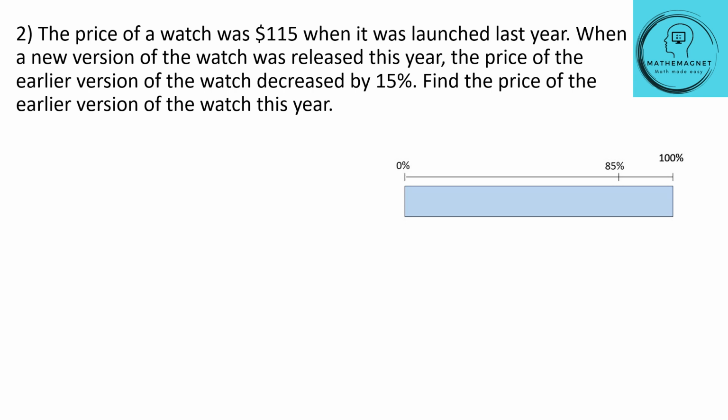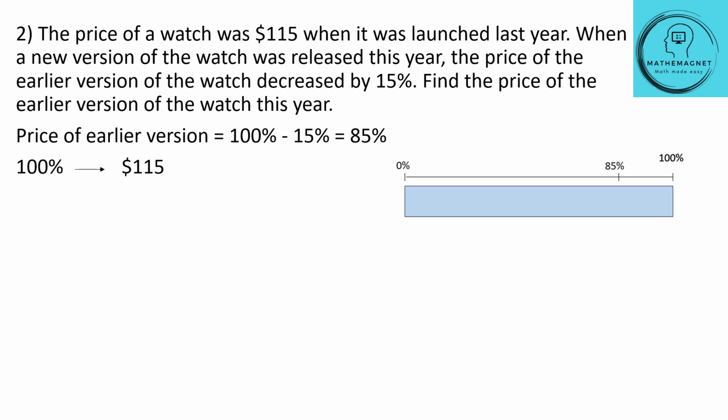Now this is the usual price of the watch last year, that is 100%. After a 15% decrease, from 100% if you reduce 15%, this year the previous version watch will cost you 85%, right? So let's see how to go about it. Price of earlier version is 100% minus 15% equals 85%. That is, it costs 85% this year for the previous version.